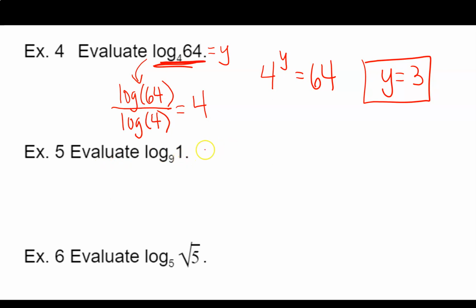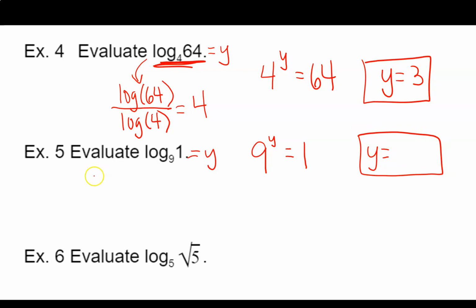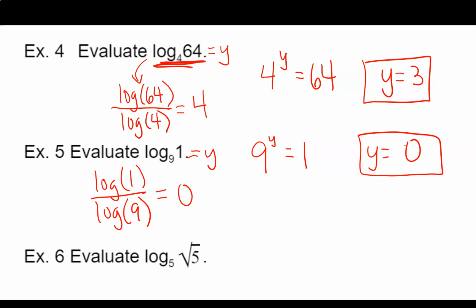If I look at the next one, again, think of this as 9 to what power equals 1? Well, what exponent do you have to have in order for a base to that exponent to equal 1? Well, let's put it in on a calculator. So log 1 divided by log 9. I hope you got 0 on your calculator because that's what it is.